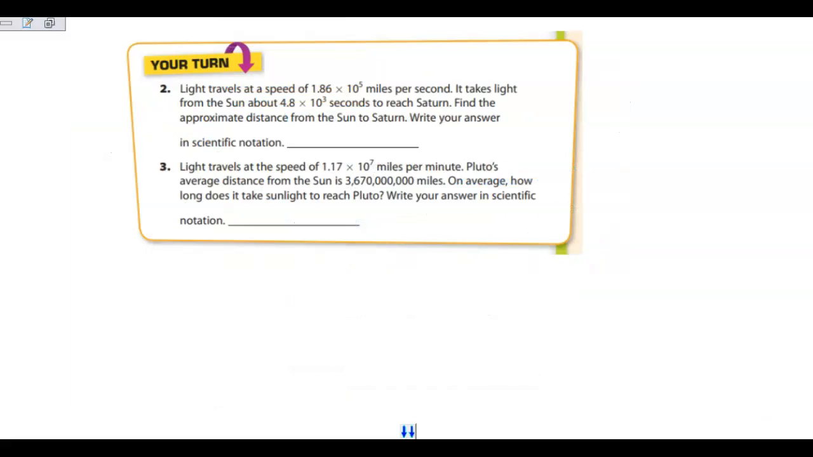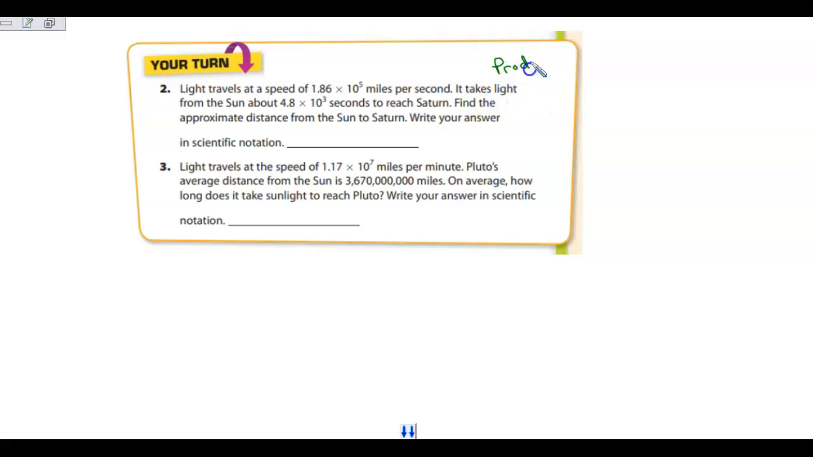So let's try number 2. Light travels at a speed of 1.86 times 10 to the 5th power miles per second. It takes light from the sun about 4.8 times 10 to the 3rd seconds to reach Saturn. Find the approximate distance from the sun to Saturn. And we're going to write our answer in scientific notation. All right, so this is going to help us set up what we're supposed to do. It says it takes this many miles per second, and there's this many seconds. So that's telling me that this is going to be a product.